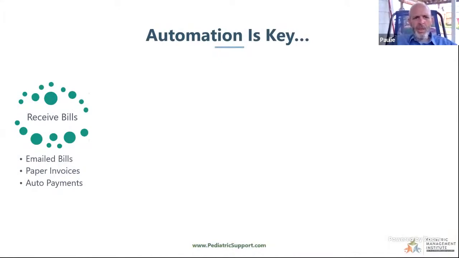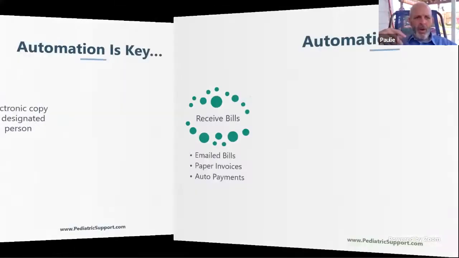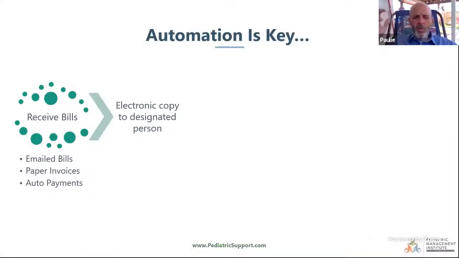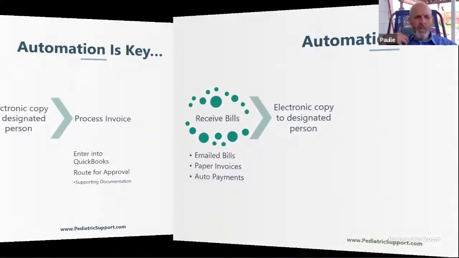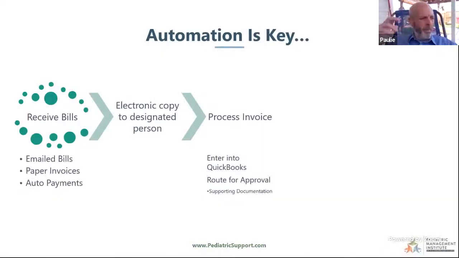The best way to do this is with some automation. And very simply, the automation is as follows. You get an invoice in the mail or emailed, or you have it set up as an auto payment. You're going to receive that information, and then you're going to process that invoice. I'm going to take that Merck invoice that's due on July 5th, put it in QuickBooks, and route it for approval.